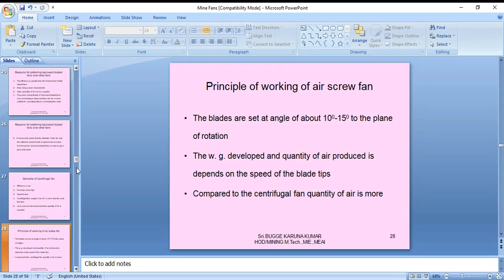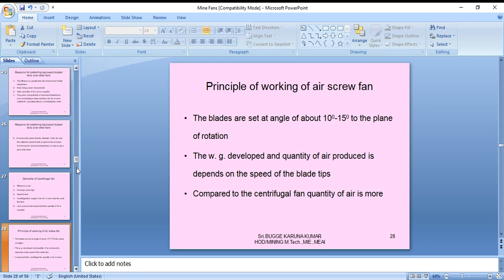Principles of working of air screw fan. The blades are set at an angle of about 10 degrees to 15 degrees to the plane of rotation. The blades are set towards the back side, as far as the air screw fan is concerned, towards the plane of rotation. You have to put it at an angle of 10 degrees to 15 degrees.